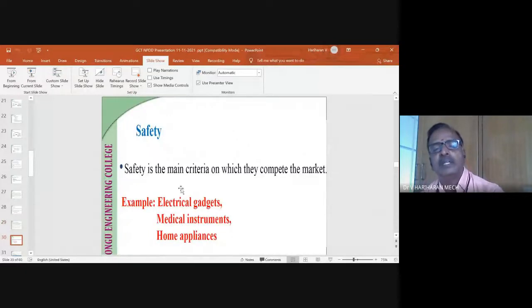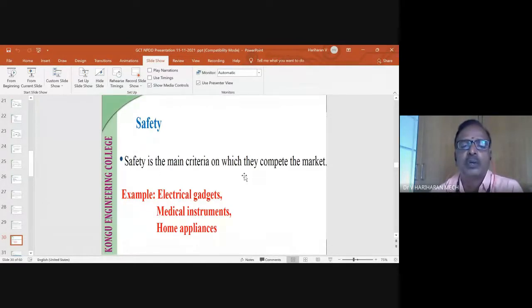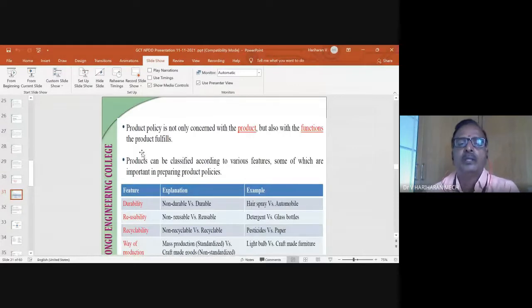Then safety. Safety is the main criterion on which they compete in the market for electrical gadgets, medical instruments and home appliances, which need high safety. In that case, the safety aspect is also considered for your product design. So this is one of the four fundamental things you have to remember. This is called the product policy.